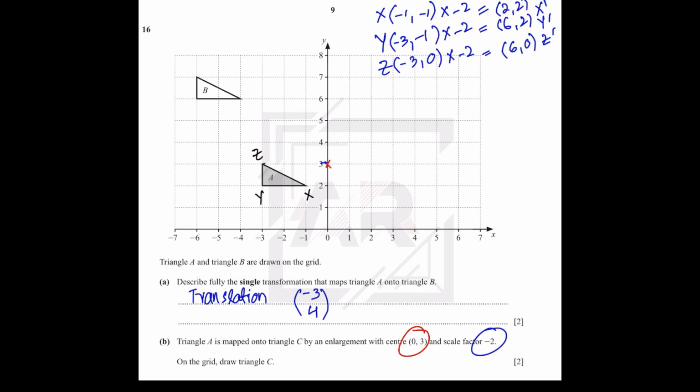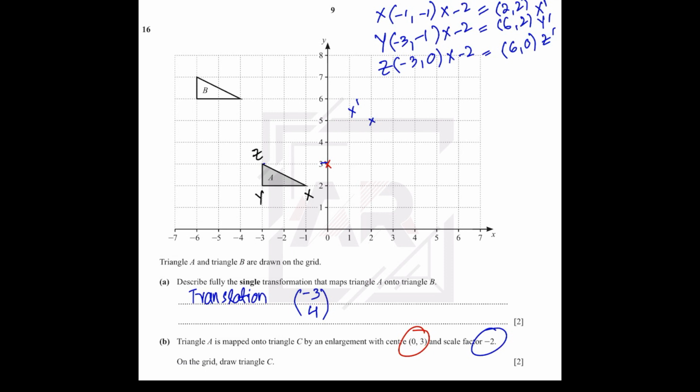So we are going to plot x first, which is 2 comma 2. So it is going to be over here. Why is it going to be here? Because we are moving 2 steps in the right hand side of the center of enlargement and 2 steps in the upward side of the center of enlargement. So it is going to be X dash over here. So I'm just writing X dash over here.